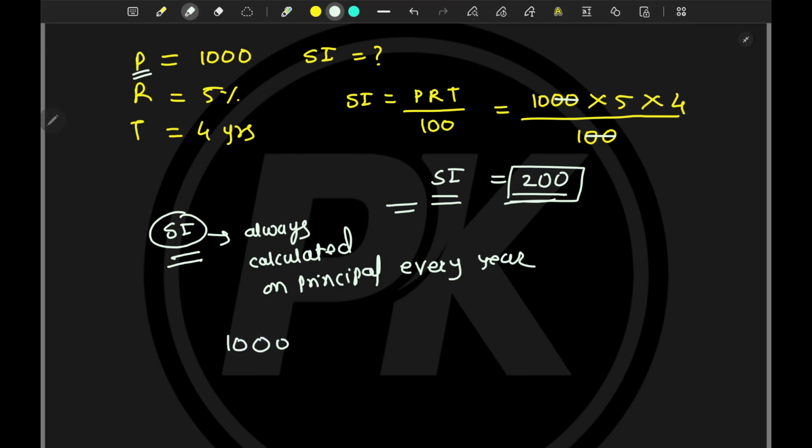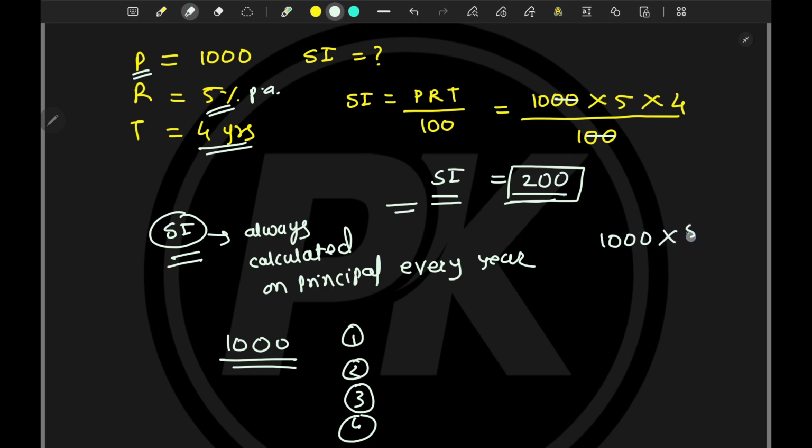1000, right? The principal is 1000 rupees. So let's say this is the first year, second year, third year, and fourth year, because the time period is 4 years. The rate of interest per annum, or per year, is how much? It is 5%, right? So 5% of 1000 is how much? We have already seen the percentage topic, right? So for those who don't know how to calculate, it is 1000 into 5 by 100, which becomes 50. So for the first year, 50.